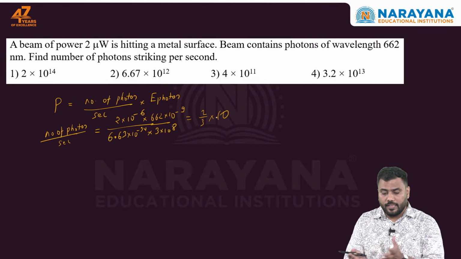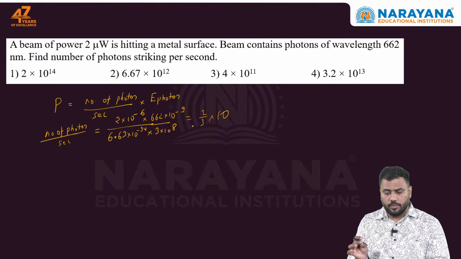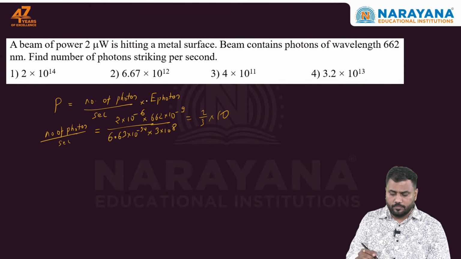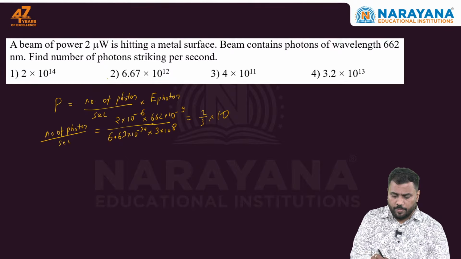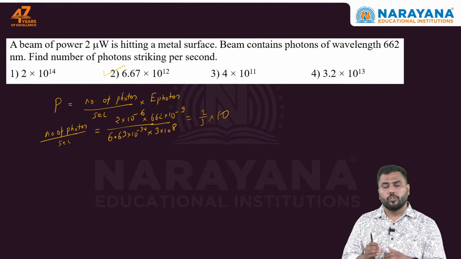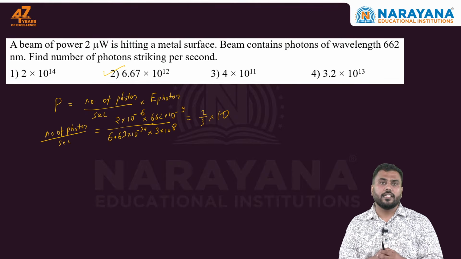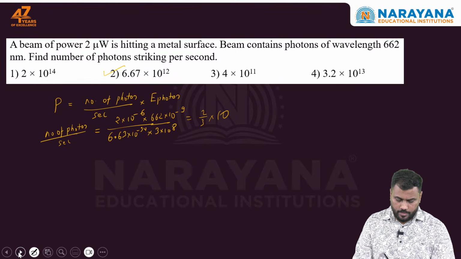Just by this we can get the correct answer. 2 by 3 is roughly 0.67 something. So if we see, the best answer is option number 2. Just by knowing this 2 by 3 factor, we can get the answer very quickly. Let's go to the next question.